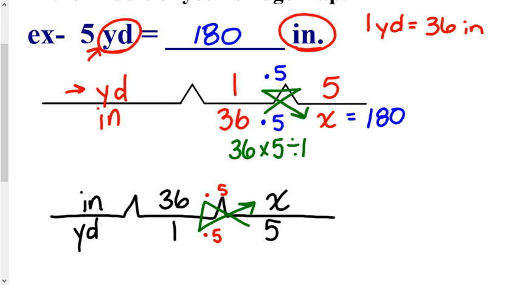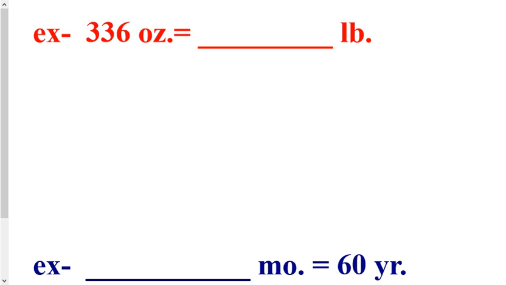Let's look at another example. 336 ounces equals how many pounds? The scale factor that we need for this one is that 1 pound equals 16 ounces. So we're going to set this one up.